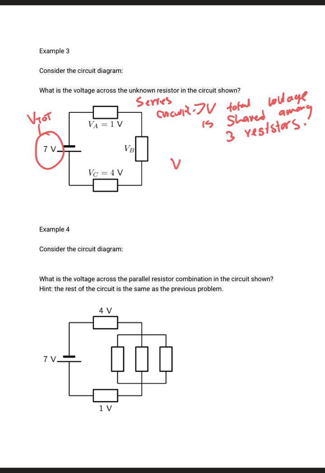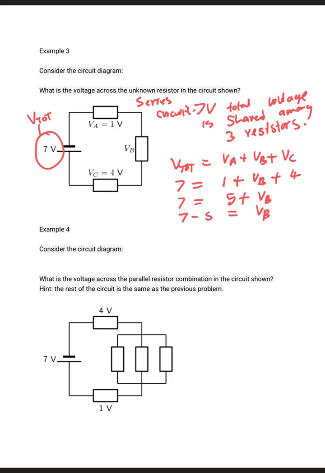So then we have V total is equal to VA plus VB plus VC, and V total is 7, VA is 1, VC is 4. 1 plus 4, we get 5 plus VB. We take 5 to the other side, we have 7 minus 5 is VB. 7 minus 5 is 2, and then VB is 2. Therefore it means VB is 2 volts. So it means the voltage here is just 2 volts.